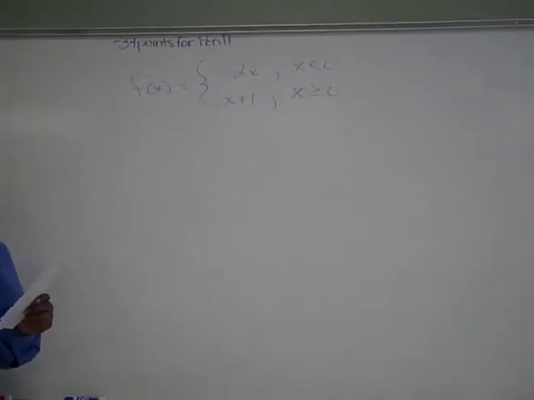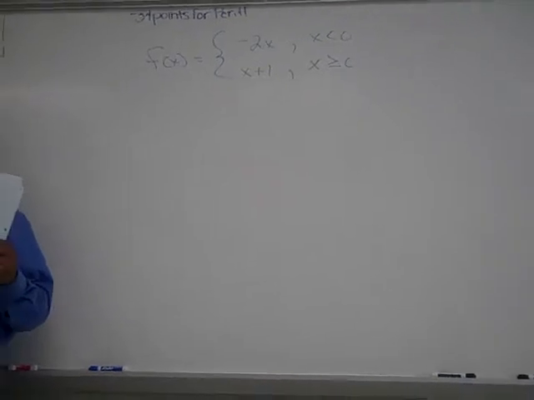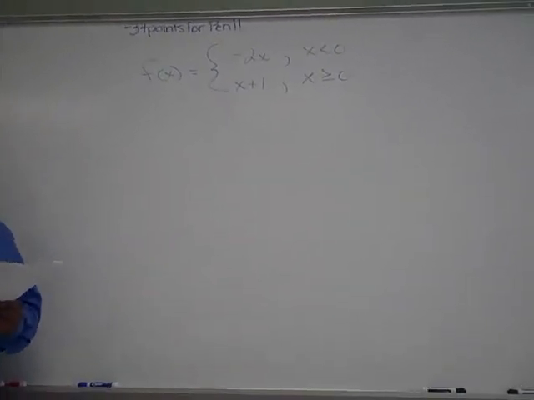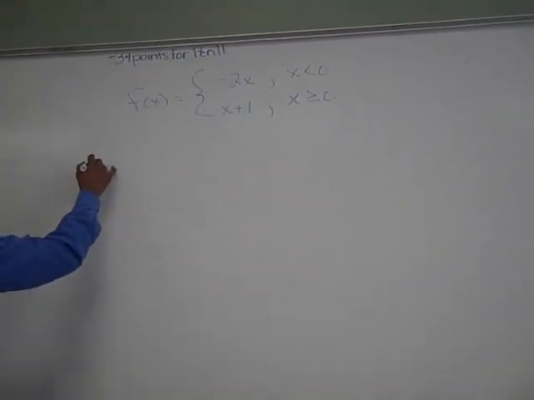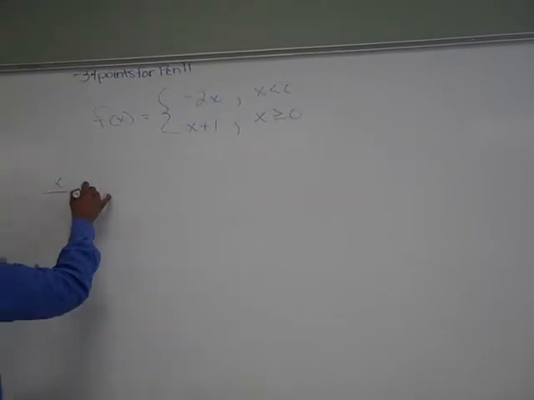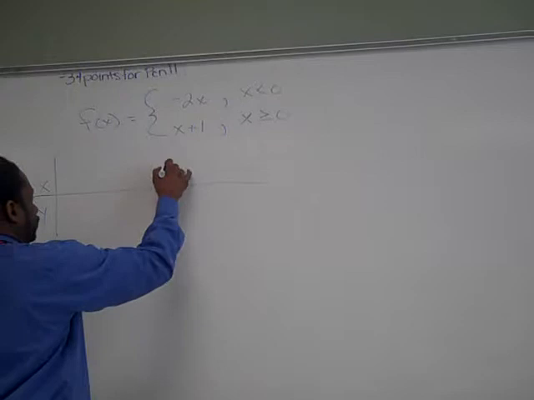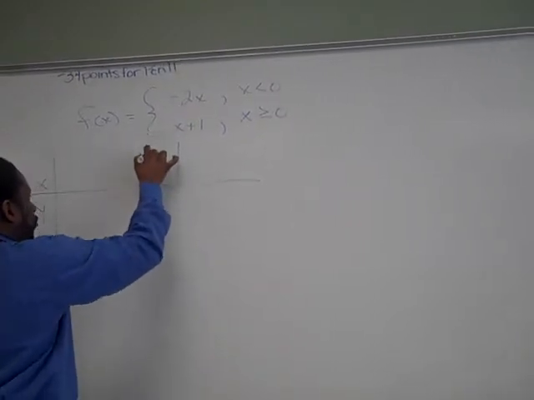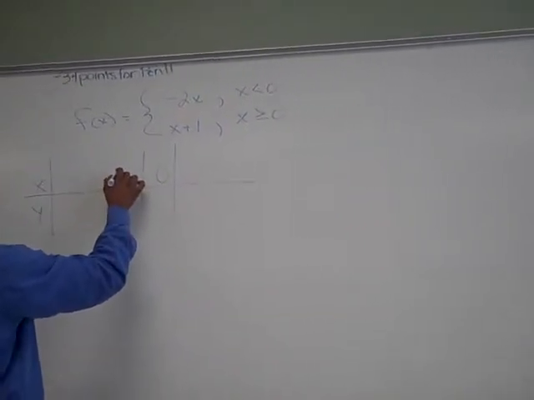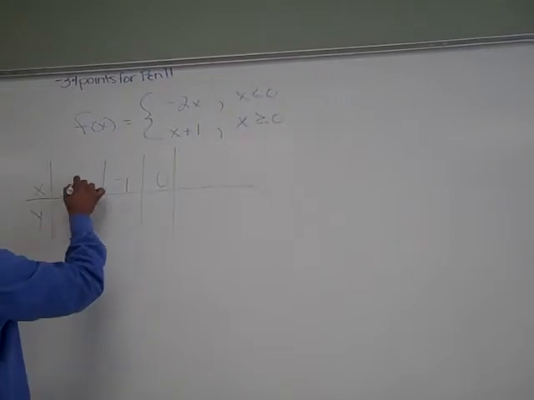Okay, so the first question. What is the boundary point? 0. Okay, so the easiest way I found, make your X and Y table, put your boundary point in the middle. So 0 is my boundary point. I want 2 points on the left side and 2 points on the right side.